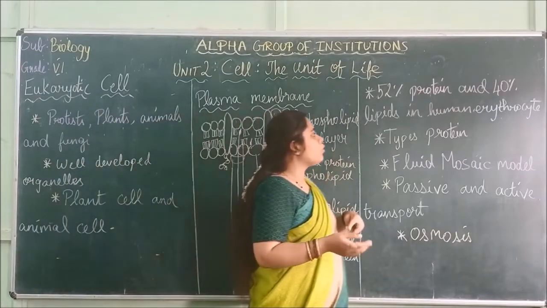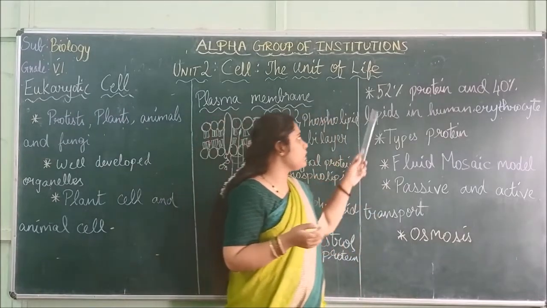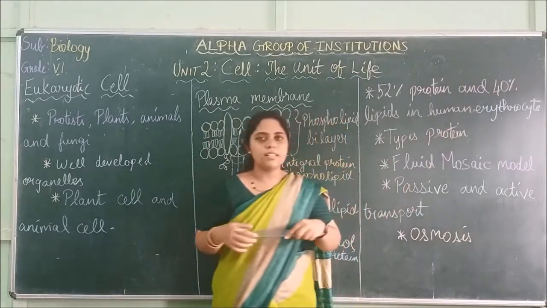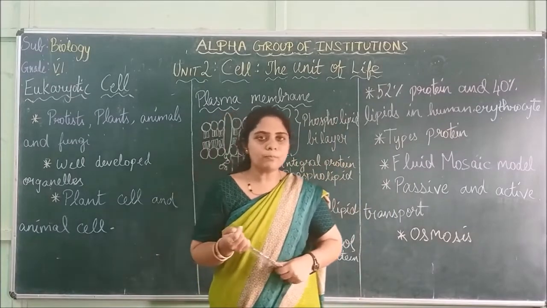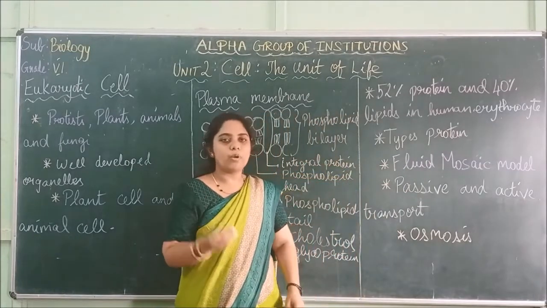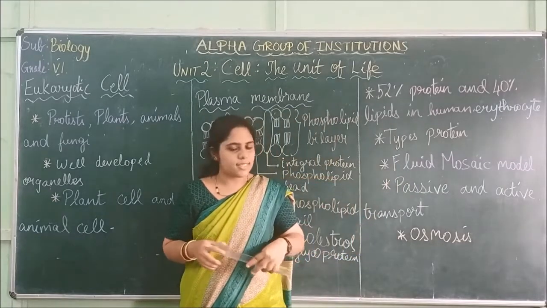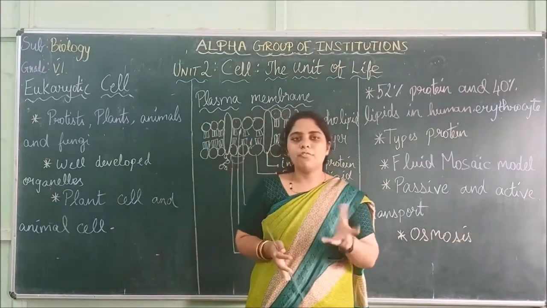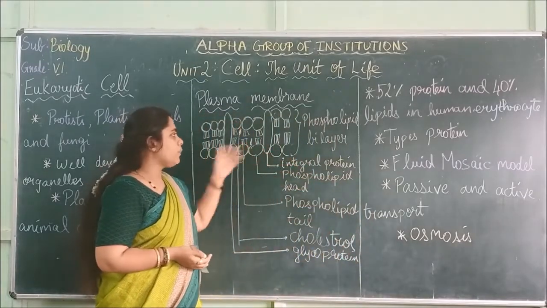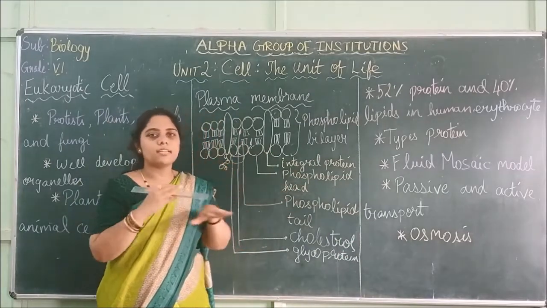And when we look at the plasma membrane of the human erythrocytes, the red blood cells, 52% is protein and 40% is lipid in the plasma membrane of the human erythrocyte. There are two types of proteins present. One is peripheral protein and the second one is integral protein. Peripheral protein will be present on the surface of the layer, whereas integral protein will be buried inside the layer.